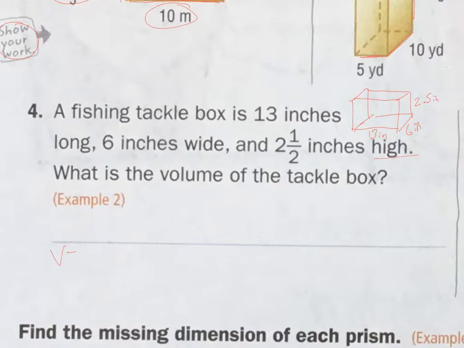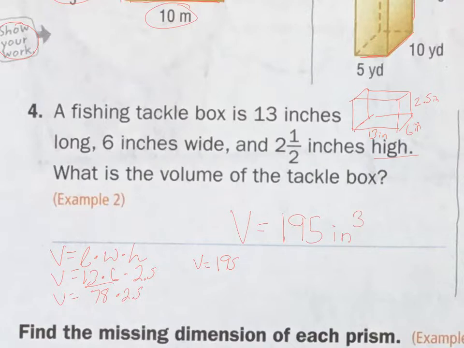I come over here, I do volume equals length times width times height. Volume equals the length of 13, the width of 6, and the height of 2.5. I'm going to multiply 13 times 6 first. 13 times 6 equals 78 times 2.5. All right, times 2.5 equals volume equals 195. So my volume equals 195. We're talking about inches, and because it's volume, it's cubed.